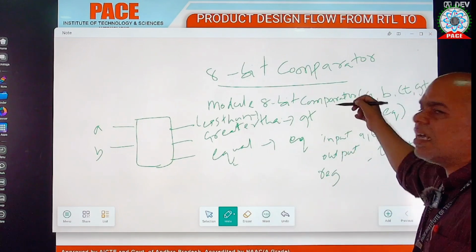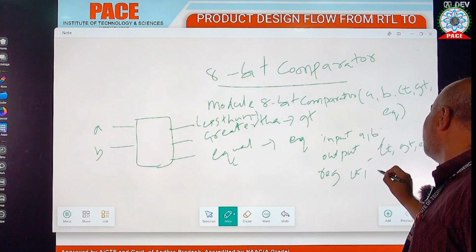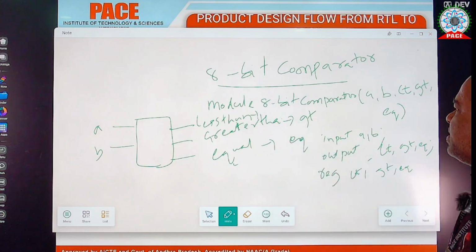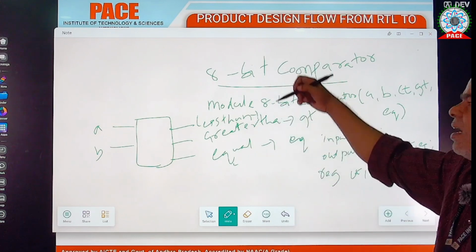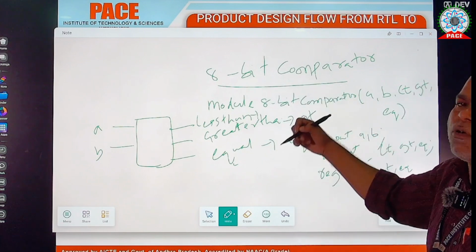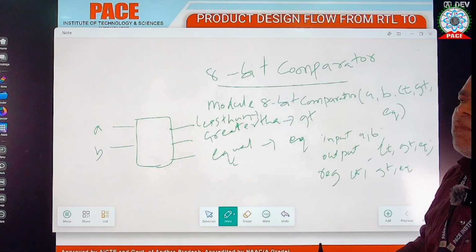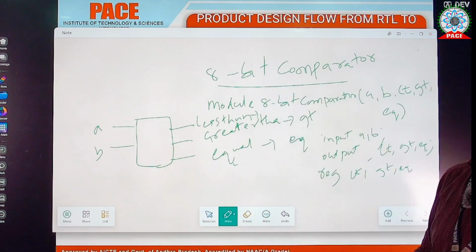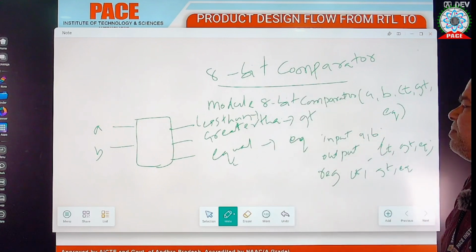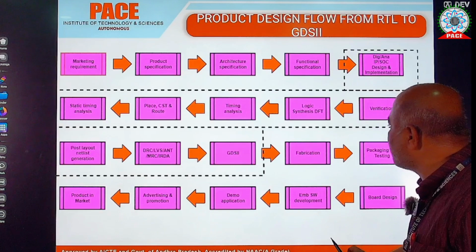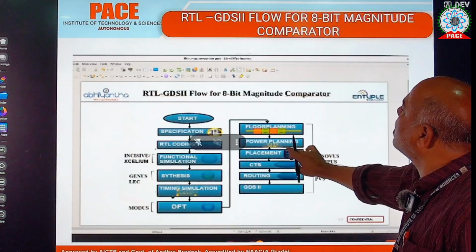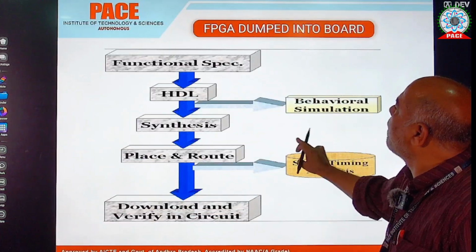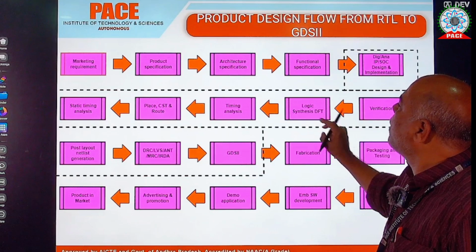Then you can write the syntax. Either you can write the program in data flow, or in behavioral level, or in gate level modeling, because Verilog provides four modeling styles. So that's why you can write this. They are the product design flows. Here you can see that it follows the market requirement.